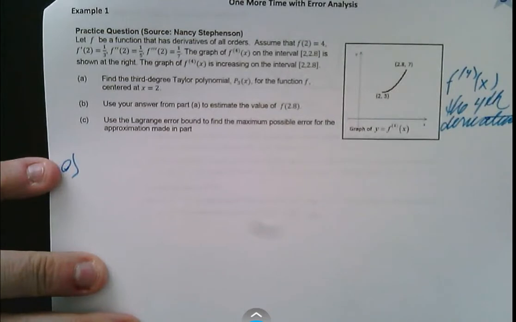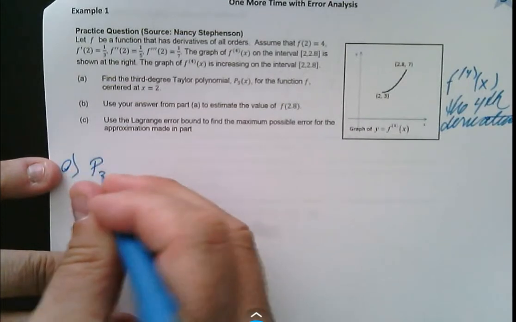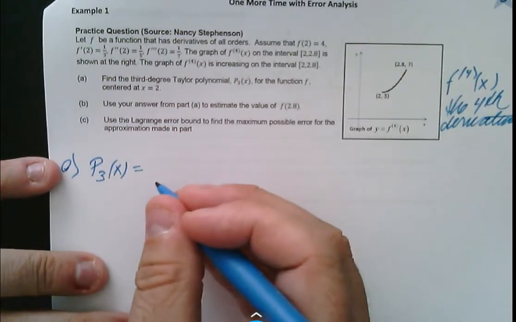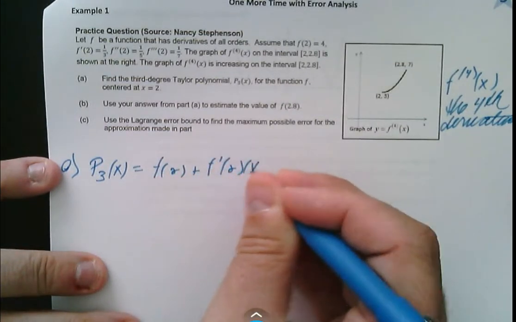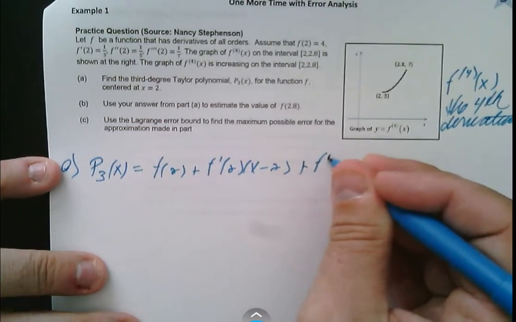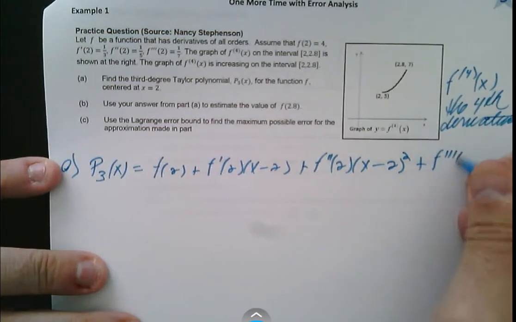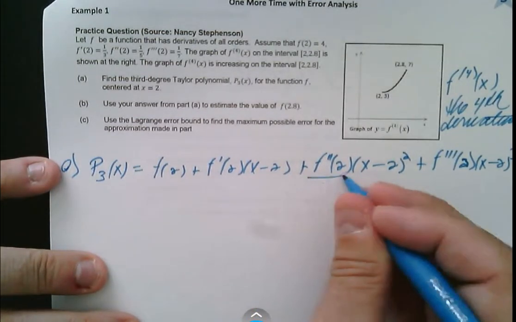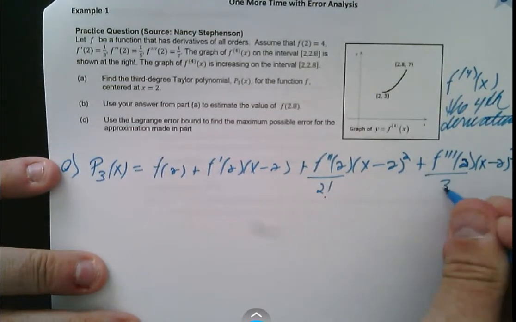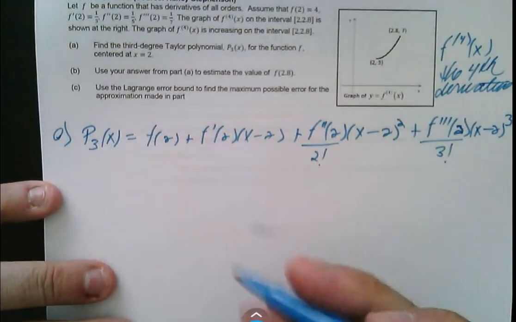Find the third degree Taylor polynomial for the function f centered at x equals 2. Well, P3 is defined to be f of 2 plus f prime of 2 times x minus 2 plus f double prime of 2 times x minus 2 squared plus f triple prime of 2 times x minus 2 cubed. I realize I made a mistake because it should be f double prime of 2 over 2 factorial, f triple prime of 2 over 3 factorial. Now I'm going to go through and plug in my values.